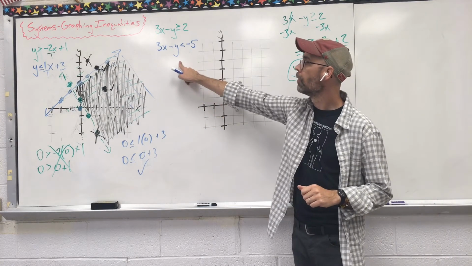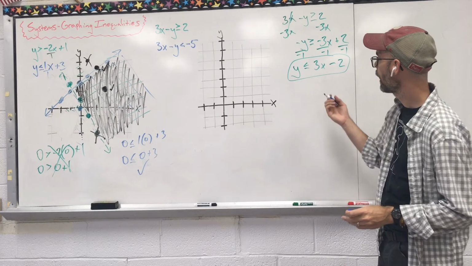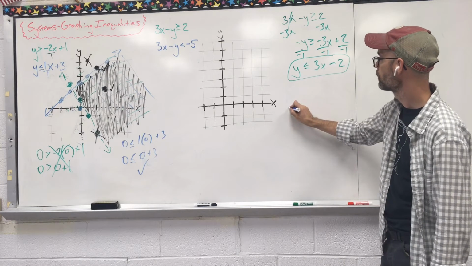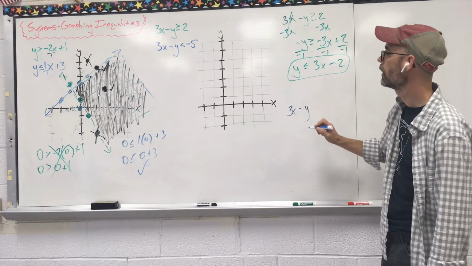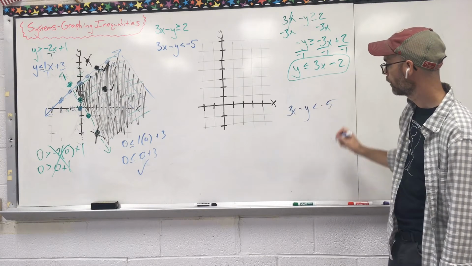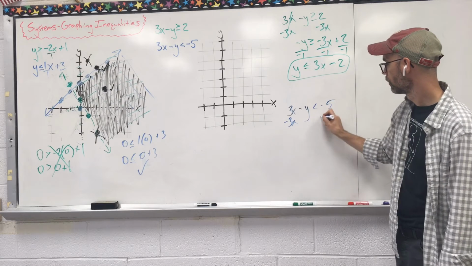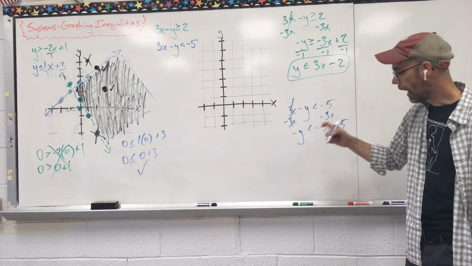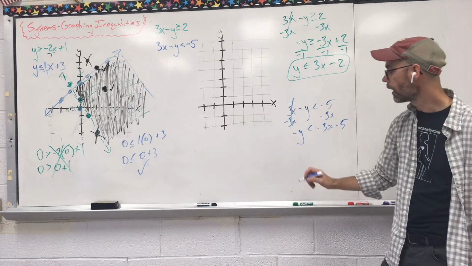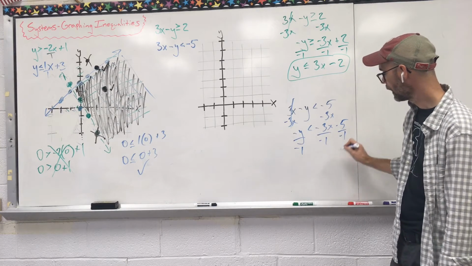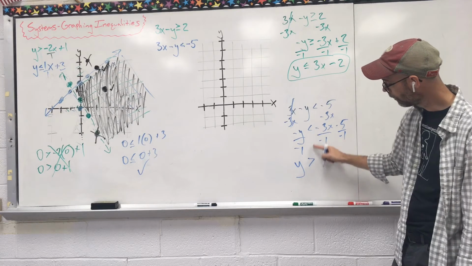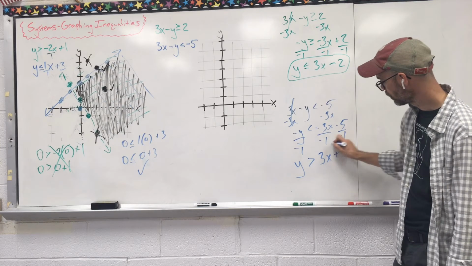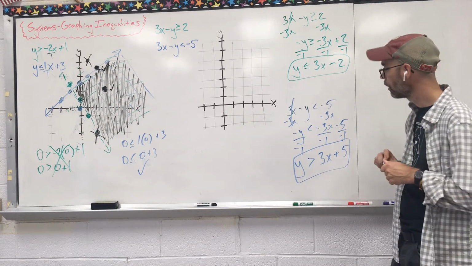Let's do the second one too. I want to rewrite this. I want to simplify that. 3x minus y less than negative 5. Get y alone, so that 3x has to go. Negative y greater than negative 3x minus 5. I need this to say y, not negative y, so we need to divide by negative 1. When we do that, the inequality has to flip. Two negatives is a positive. Two negatives is a positive. There's our new inequality that we need to deal with.